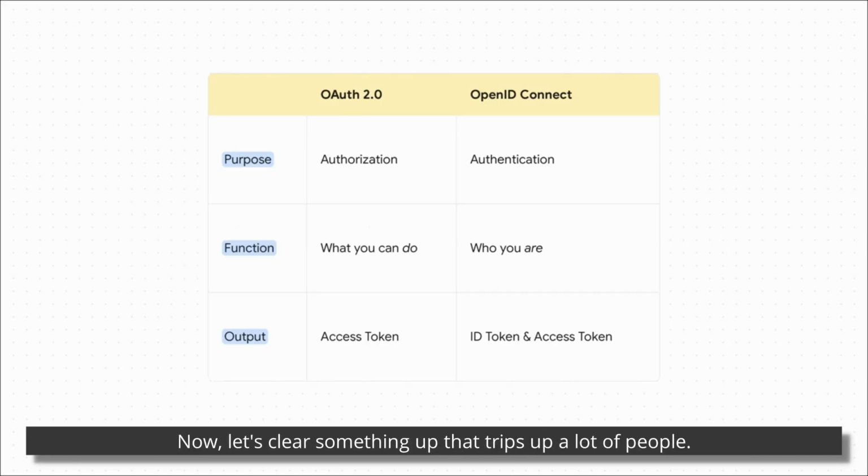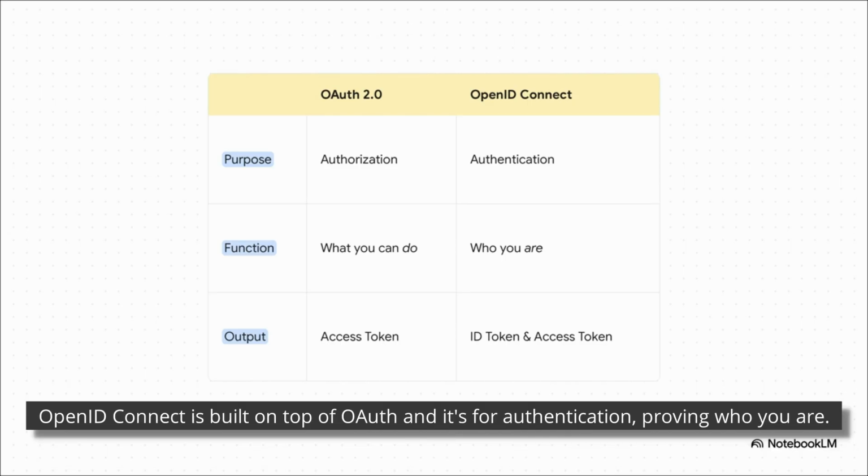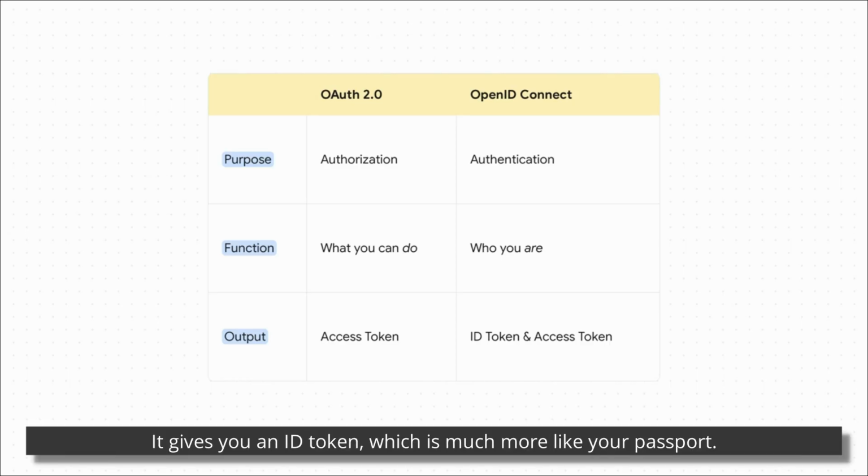Now, let's clear something up that trips up a lot of people: the difference between OAuth 2.0 and something called OpenID Connect. Here's the simplest way to think about it. OAuth is all about authorization, what you can do. It gives you an access token, which is like a key to a specific hotel room. OpenID Connect is built on top of OAuth, and it's for authentication, proving who you are. It gives you an ID token, which is much more like your passport. One's a key, the other's an ID.